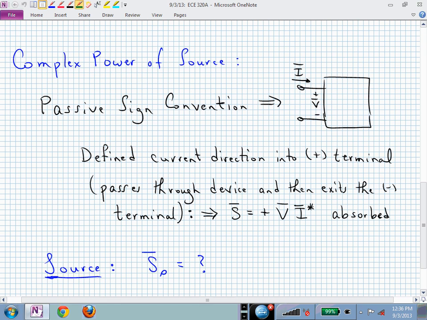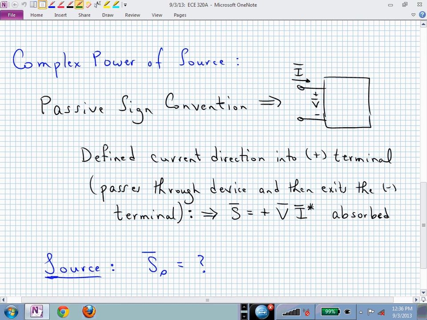So it's defined as the current direction that I've sketched into the positive terminal, and I won't usually say all of this in parentheses, but then it passes through the device and then exits the minus terminal. If we have that notation for our current and voltage and the polarities, then we are going to agree, because of the passiveness of our systems typically, which is then the passive sign convention, we're going to say that that represents absorbed power by definition. And the absorbed power is V as a phasor times I as a phasor conjugated.